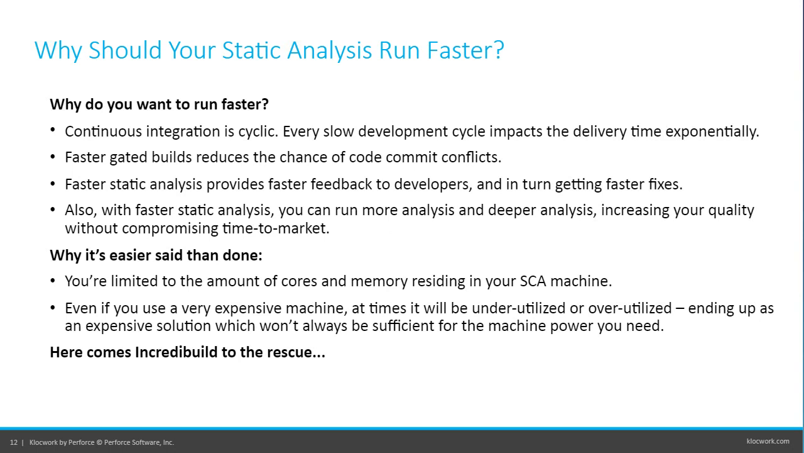So why should we want our static analysis to run faster? Well, first of all, continuous integration is cyclic, and every slow step or stage in that development cycle impacts the delivery time exponentially, effectively. We're building out that total time as a result of each step, and every second counts in the work that we're doing. And if we can have these faster gated builds with every commit, for example, then just like with CI systems as a whole, the sooner we know there's going to be a conflict, and we can roll back that change before we've even committed it into the master branch or whatever, the better it is. So early warning is essentially key.